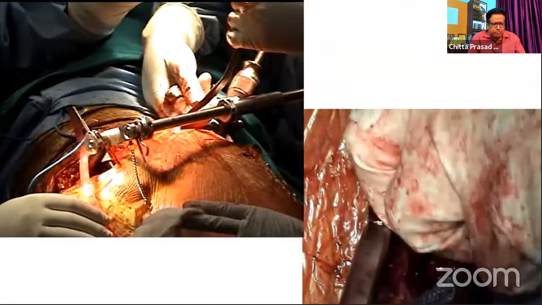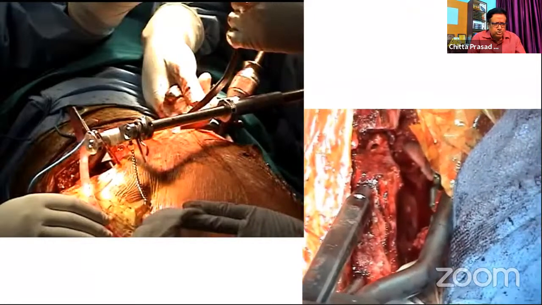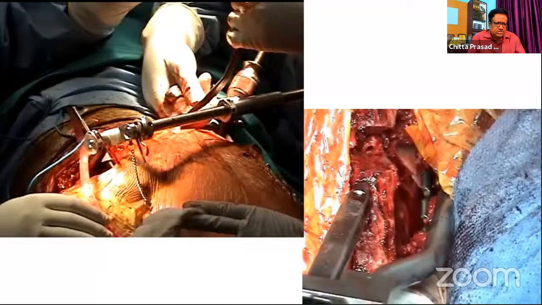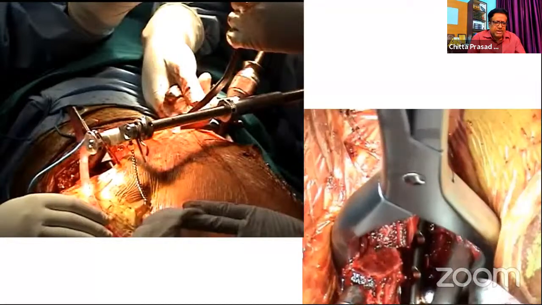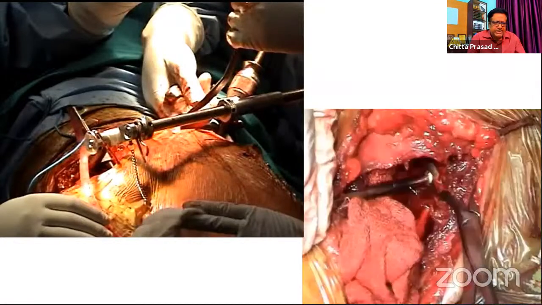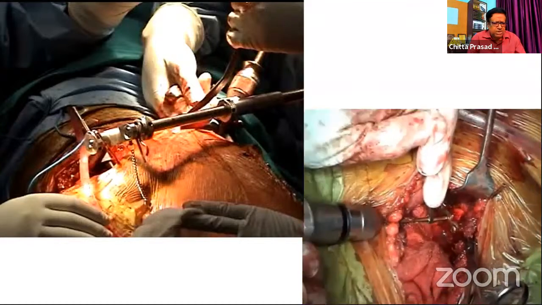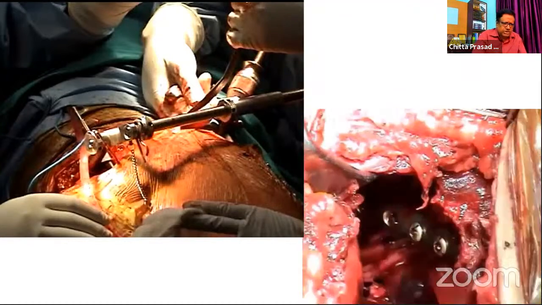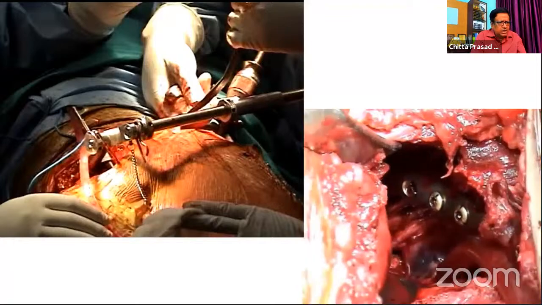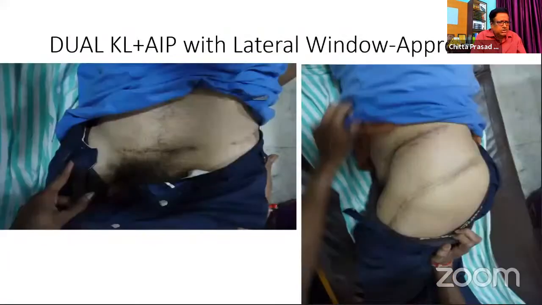And it required very powerful tools actually. We had to use the King Tong, original synthesis King Tong, to apply sufficient force to get it reduced, because it was pretty much marinated. And then of course we did the rest of the fixation, and I'll show you this is the approach which he had, the lateral window and the anterior window of AIP and the Kocher-Langenbeck.